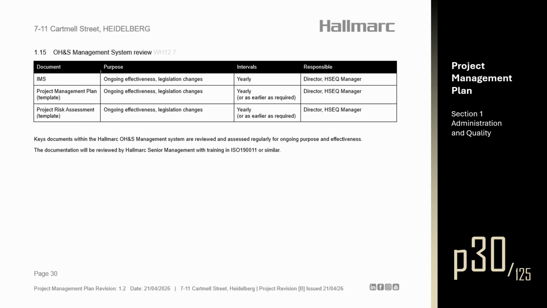Section 1.15. OH&S Management System Review. The IMS will be reviewed for ongoing effectiveness and legislation changes, yearly, by a director or the HSEQ manager. The Project Management Plan template will be reviewed for ongoing effectiveness and legislation changes, yearly, or earlier as required by a director or the HSEQ manager. The Project Risk Assessment template will be assessed for ongoing effectiveness and legislation changes, yearly or earlier as required, by a director or the HSEQ manager.